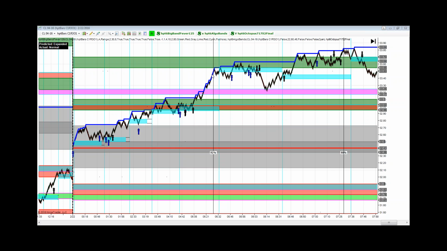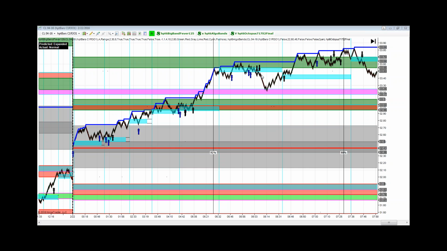Now, as we moved a little bit further, closer to the pit open, we had another one that appeared here. You had a couple of long entries here, and then just shortly after the pit open, the institutions, I guess, indicated that they had kind of enough of the run up. They were going to try to take a little bit of profit taking and try to push that market down. So it went short here.